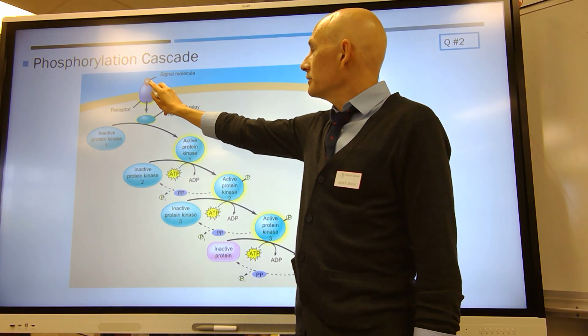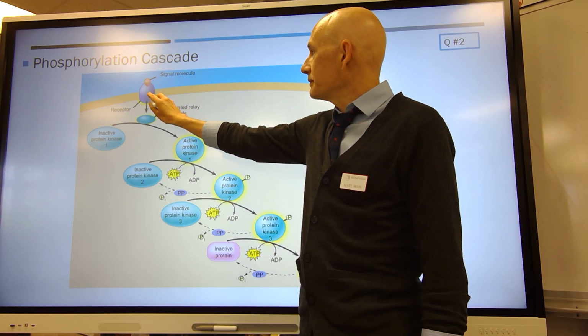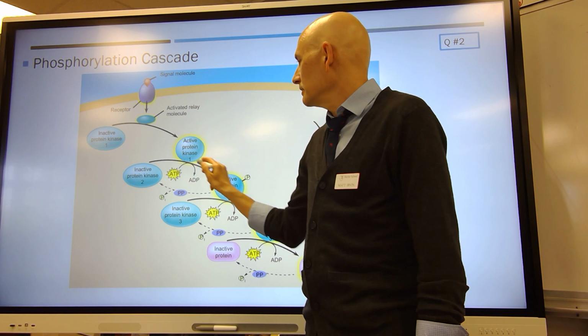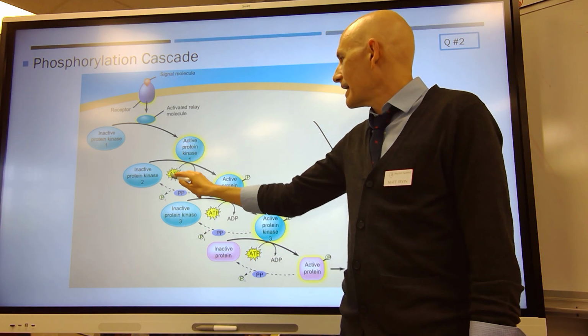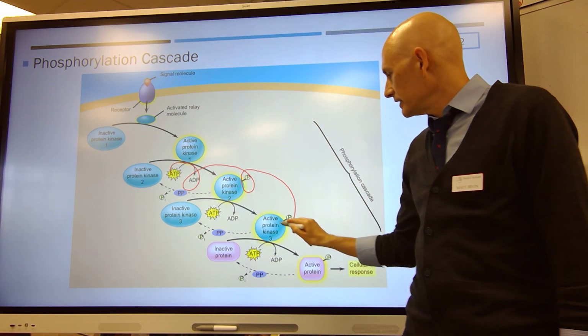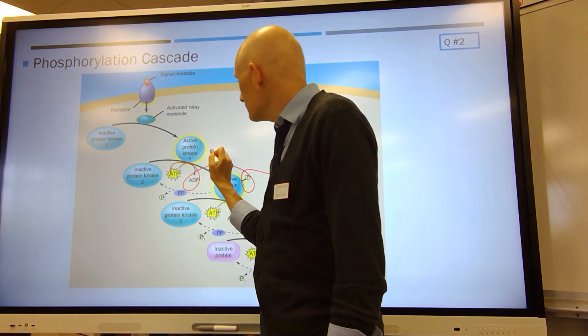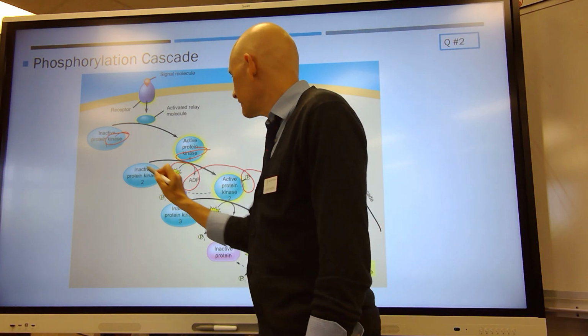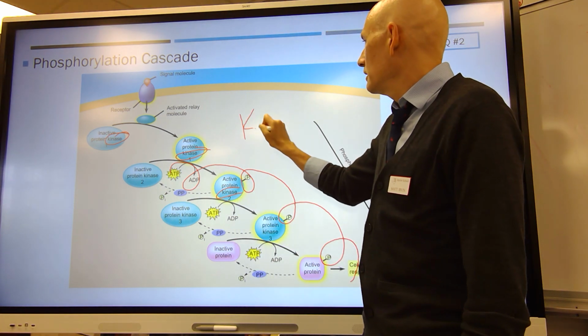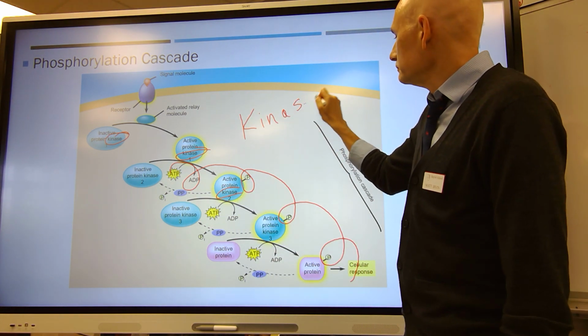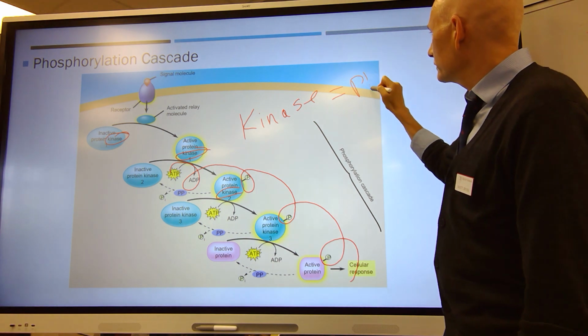So this signal molecule activates your receptor, which activates this, which activates these, and so we're passing these phosphates down and down. And what I want you to remember, again: kinases, kinase, phosphofructokinase, that equals phosphorylation.